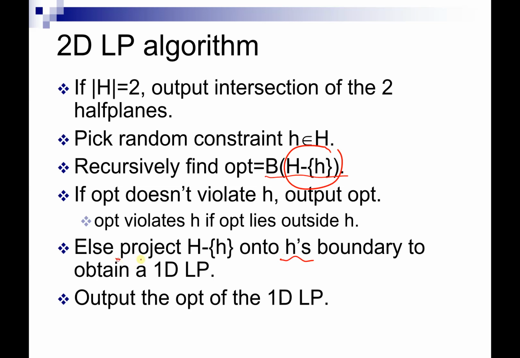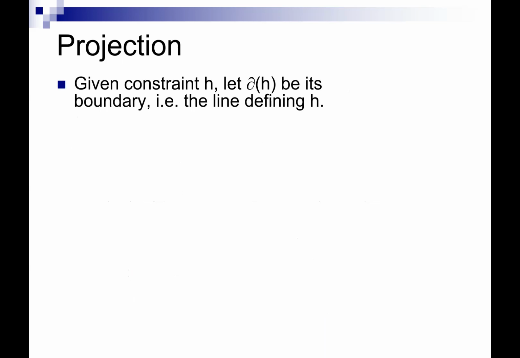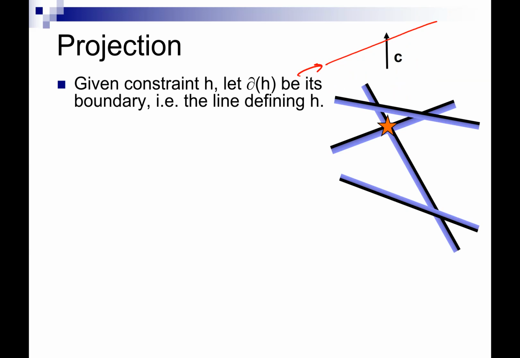Now I need to tell you what this projection means, what the boundary of h is, and what this one-dimensional LP is. Given a constraint h, we know that these constraints are basically represented by a line and everything to one side of the line, either above or below the line. The boundary of this constraint is simply the boundary of this region over here. It's just this line, without all of the stuff beneath it. It's simply the line which defines the constraint. That's the boundary, and we're going to use this notation, del of h, over here.